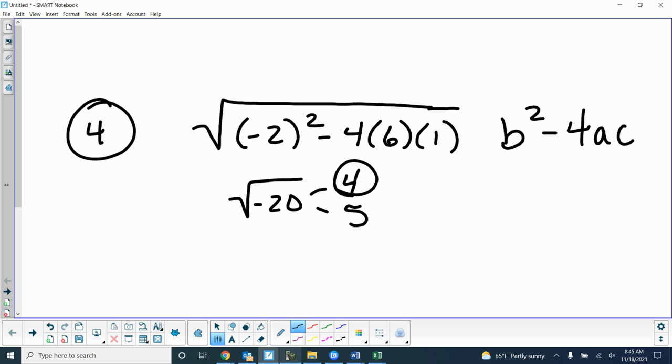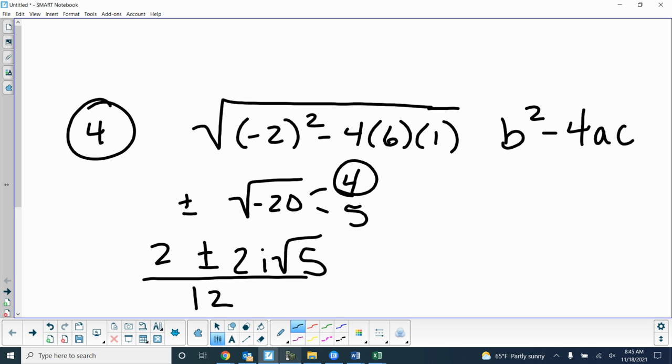What can I pull out of there? 2. What else? Since it's negative, i. Okay, so that's that part of the answer. The other part was a 2 and then a 12, right? Because it was 2 times 6 for the bottom, and my b was negative 2.